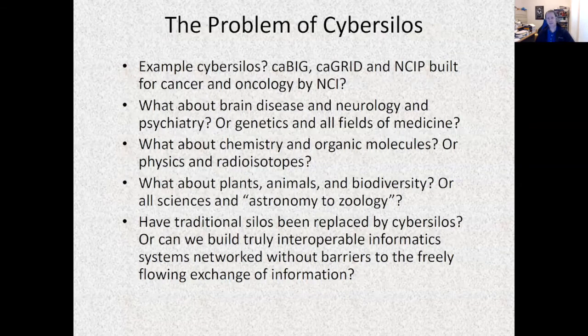Back to this problem of cyber silos. This has had a long invested history, certainly examples such as caBIG from the National Cancer Institute. How well have we succeeded over the past 2 decades? I remain of the opinion that maybe all we've done so far is to replace traditional silos by cyber silos. I'm not yet convinced that we've been able to build truly interoperable informatics systems. I'm not yet convinced that there is the freely flowing exchange of information.